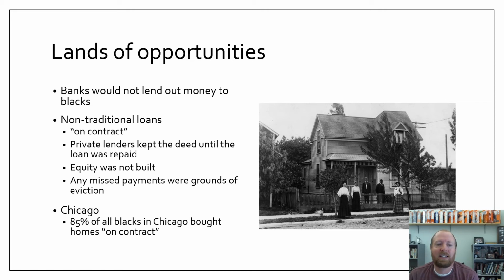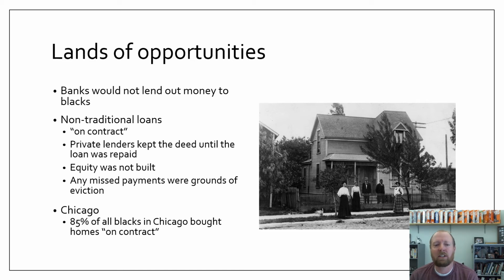Banks would explicitly not lend money to blacks. So as blacks got jobs in factories and industrial jobs and made money, and went to buy homes, they couldn't actually get lending from a bank to do so. And so they had to turn to non-traditional loans, to what we call predatory lenders. One of these examples was what's called buying on contract.